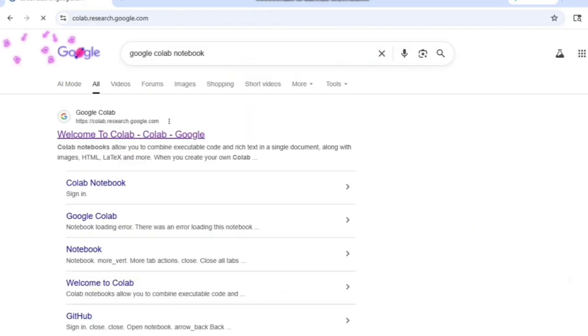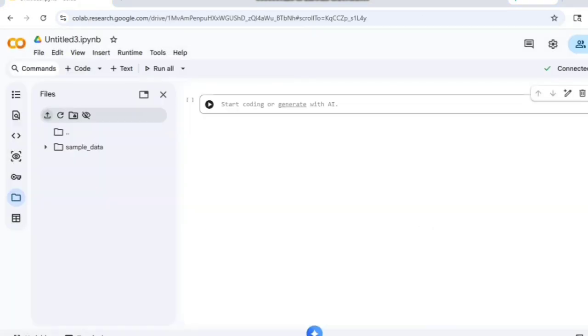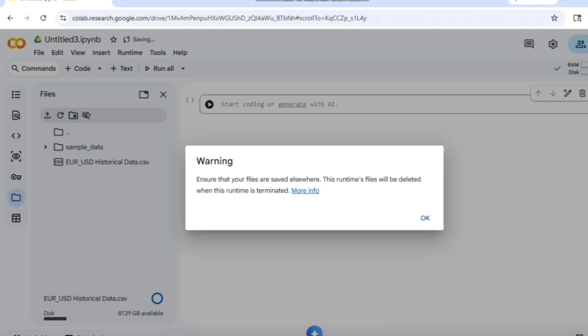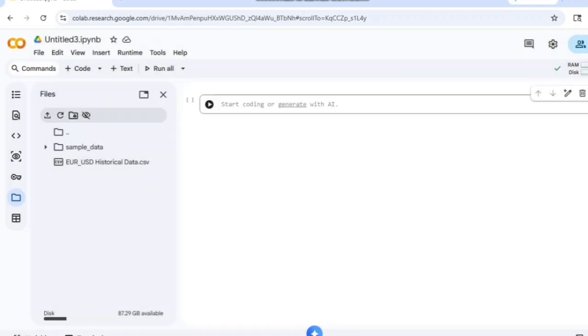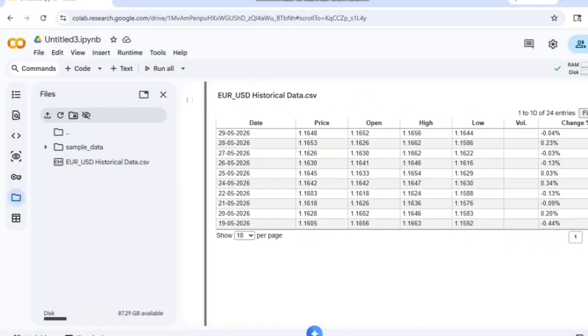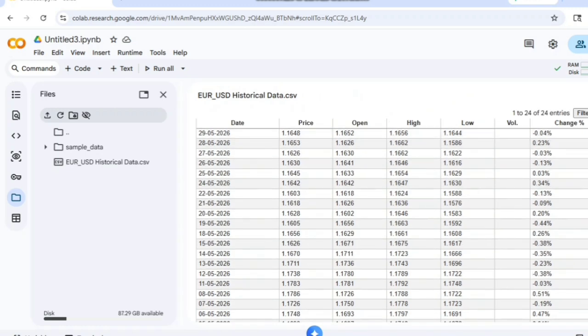Live demo. We are going to use a free Google Colab notebook. I'm loading 5 years of Euro-US dollar data. Watch closely. We are splitting the data: 80% training, 20% testing. Notice, I am not shuffling the test data.